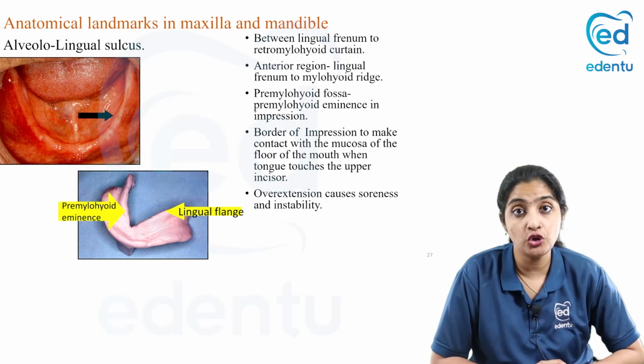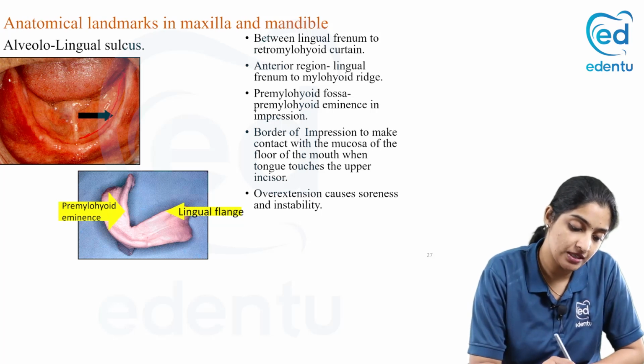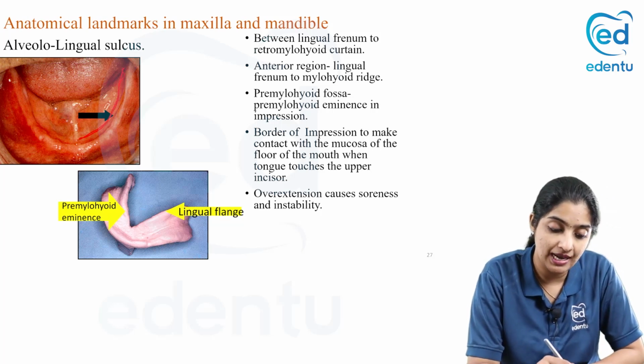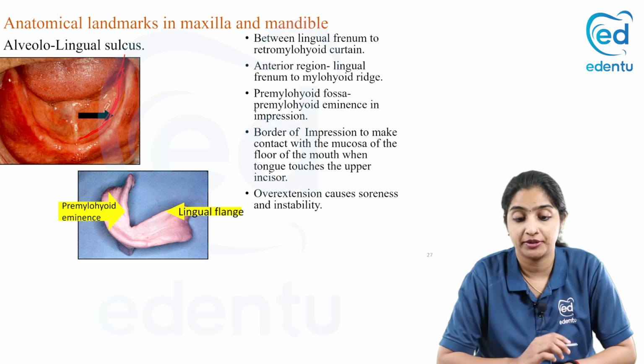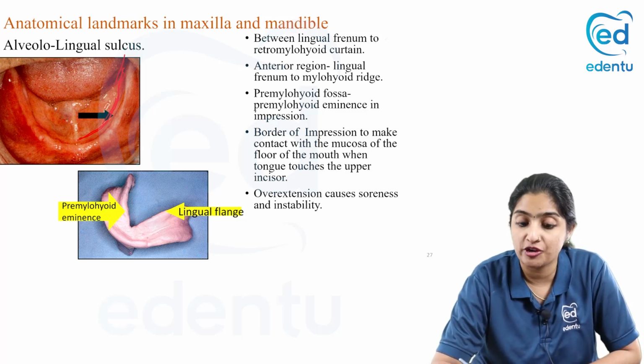Coming to the alveolo-lingual sulcus. This is the alveolo-lingual sulcus. It is divided into three parts: anterior, middle and the posterior part. Now, it lies between the lingual frenum and the retromylohyoid curtain.